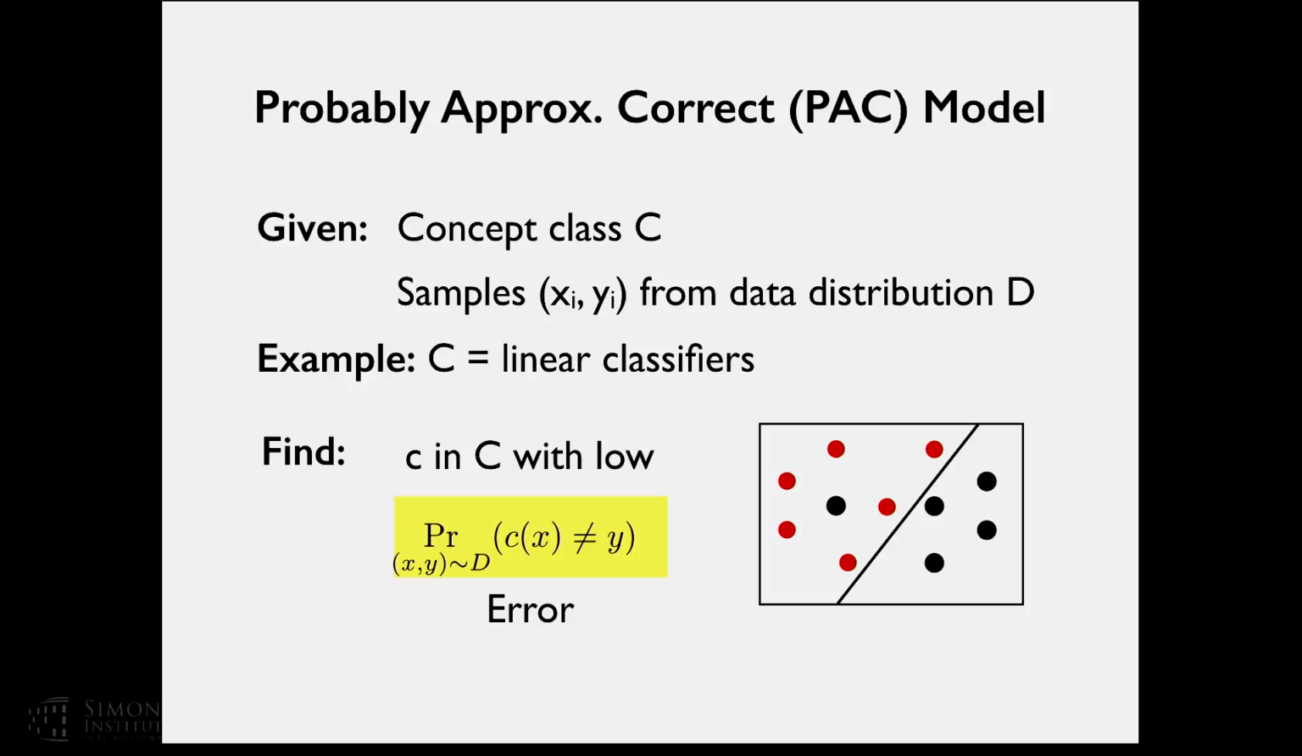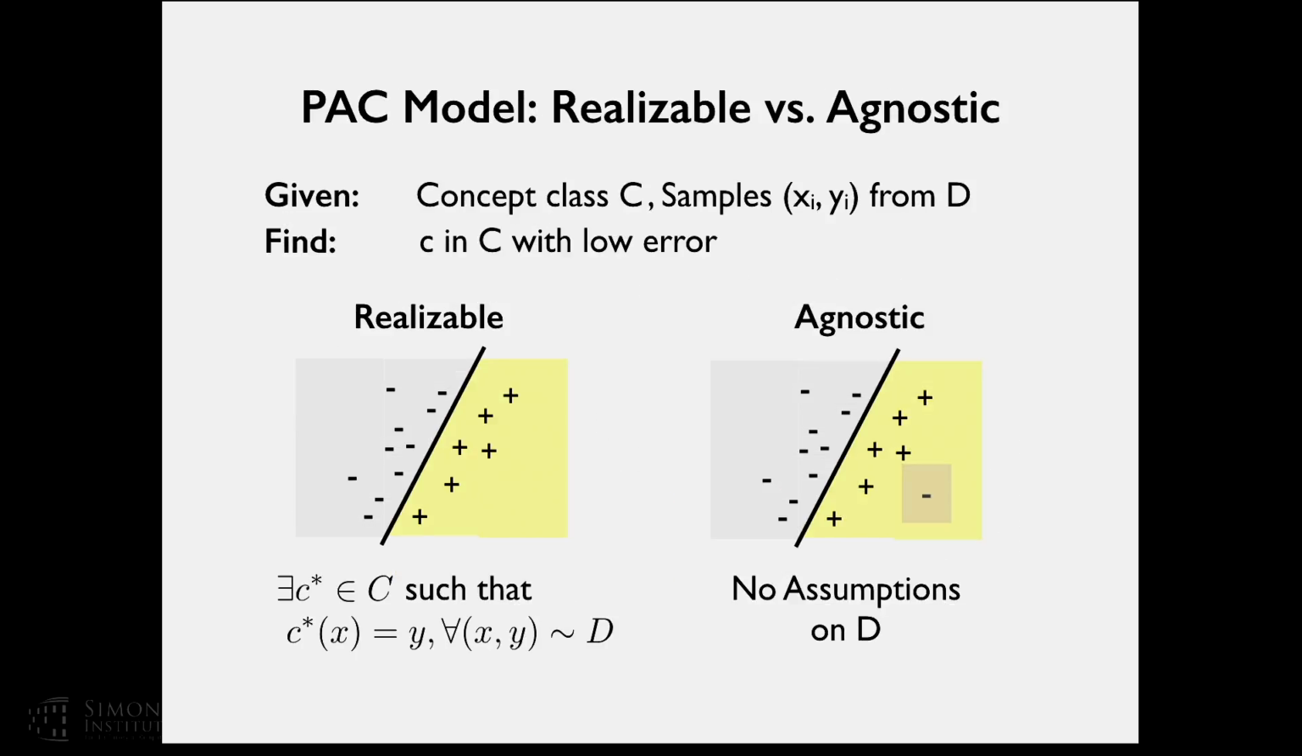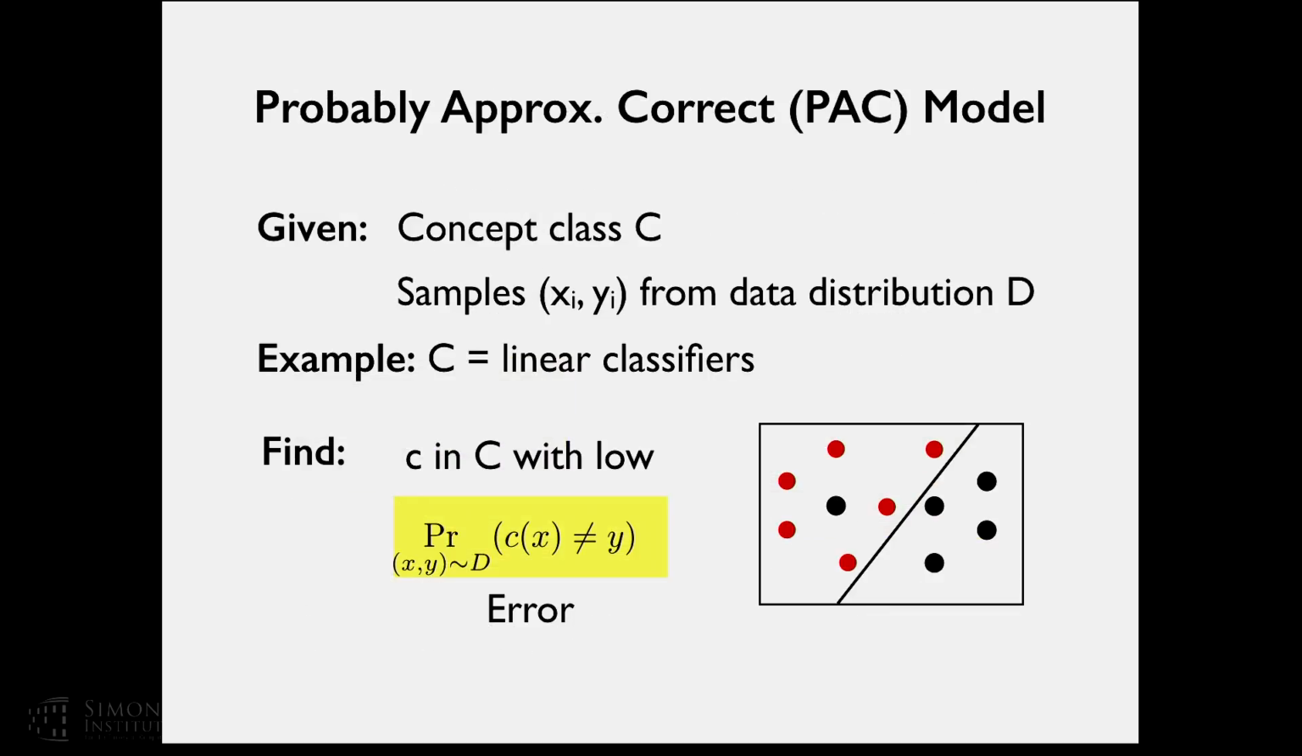So there's a couple of things to observe here. One is that I am measuring the error with respect to the underlying data distribution. In general, you never really know what your underlying data distribution is. You have a bunch of samples from it, but our goal is to get a classifier in C with low error with respect to the data distribution. So you have to worry about whether the sample error is representative of the broader error.